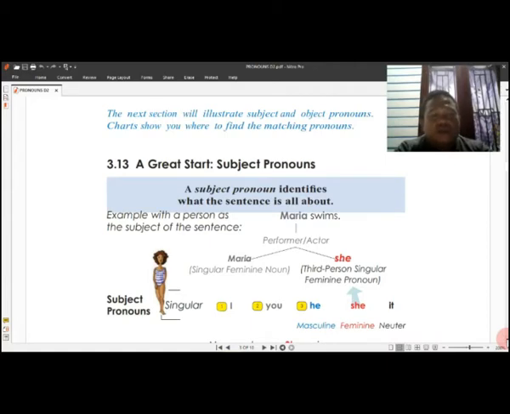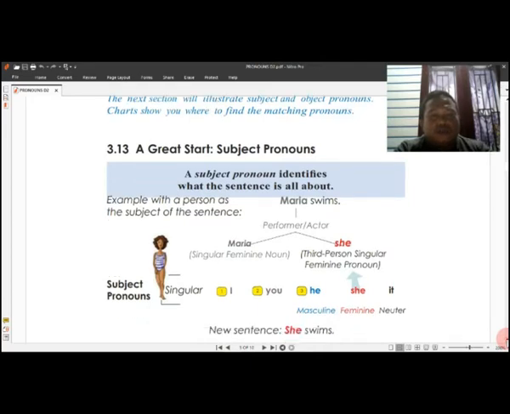3.13 A great start, subject pronouns. So this chapter will show you deeper about how you put subject pronouns in your sentence. Okay. A subject pronoun identifies what the sentence is all about.